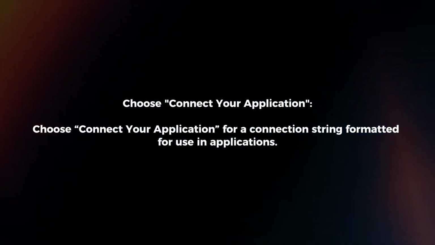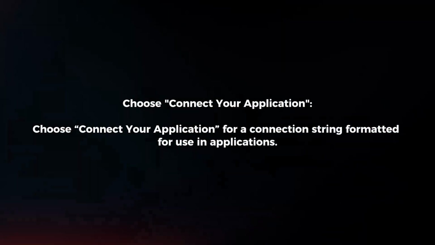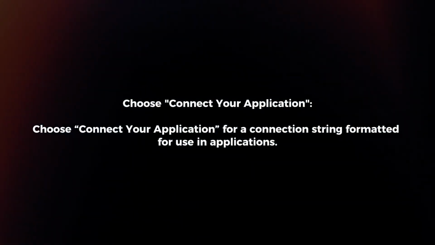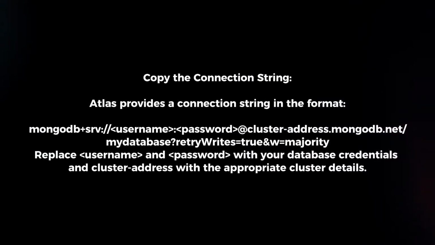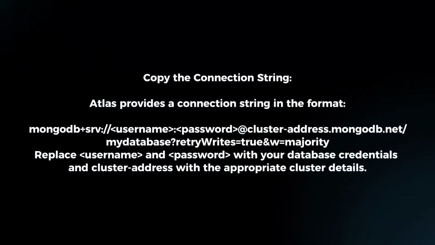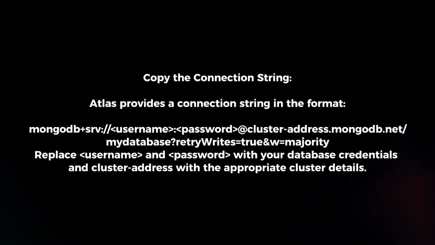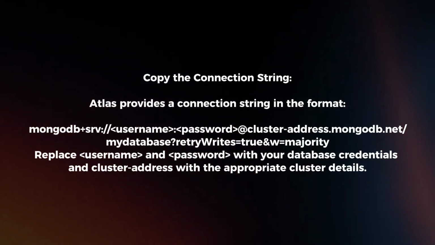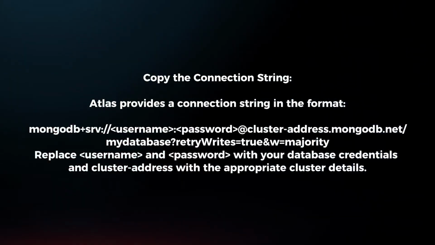Choose Connect your application. Choose Connect your application for a connection string formatted for use in applications. Copy the connection string. Atlas provides a connection string in the following format. Replace username and password with your database credentials and cluster address with the appropriate cluster details.